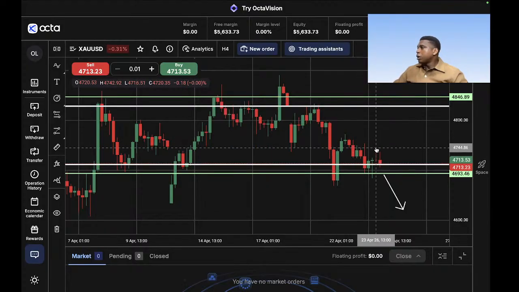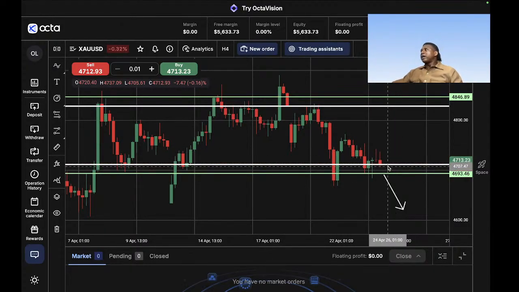So now what are we going to do from here? The likelihood of a further drop in price is high from what we can see on the 4 hour time frame, which is giving us a confirmation of a continuous selling position.